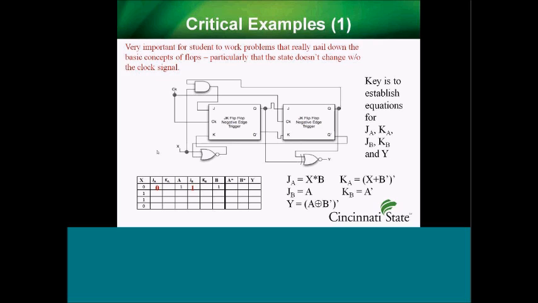I didn't get that yet. Let's see, J is a 1 because A is a 1. J, second stage, that's B, that's a 1. The other one's going to be inverse 0, and then K, A is a 1. Okay, so that tells me everything I need to know, because I know the JK truth tables.